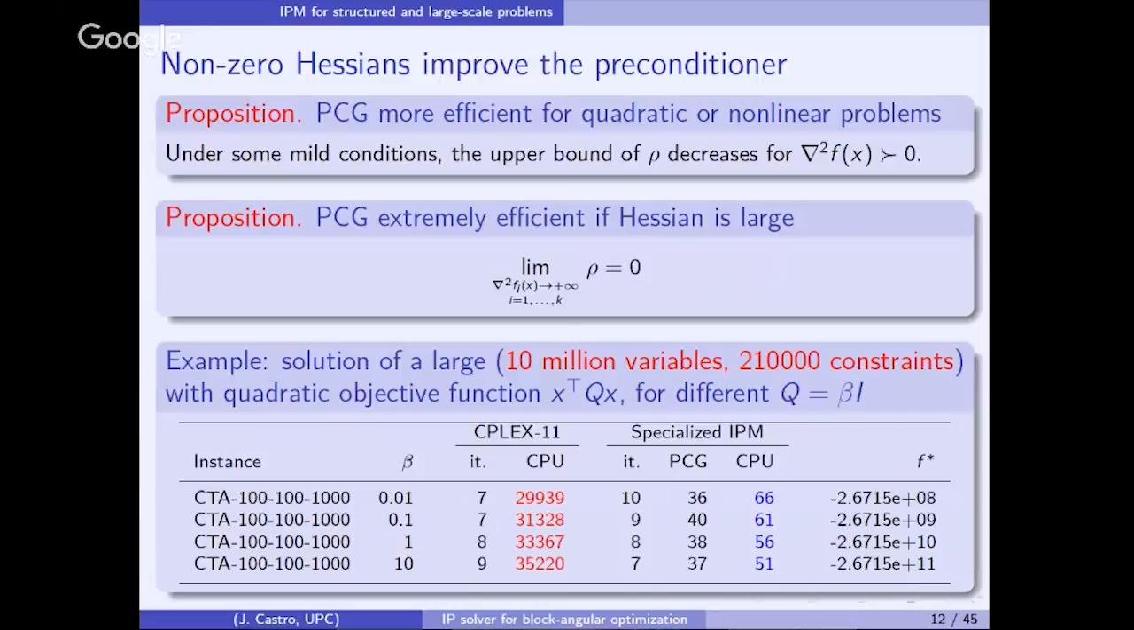And then you have the best preconditioner. So that means that you solve the system of equations in only one iteration. It's very fast. These are some results with one of the applications I will show you later, okay?